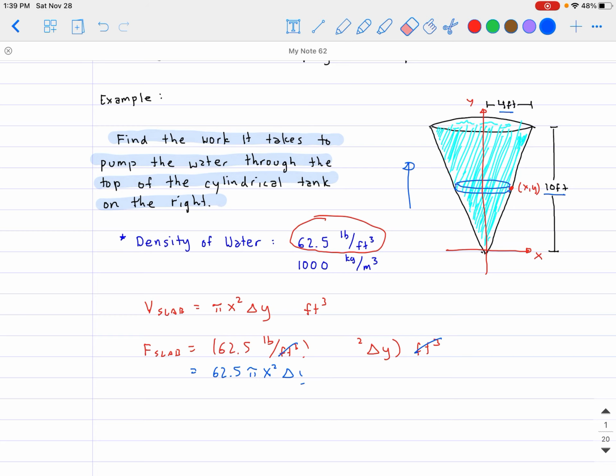Okay, so, oops, made a small adjustment, but we can fix it. So that is pi x squared, and then what we have right here is delta y, and this is going to be in pounds.